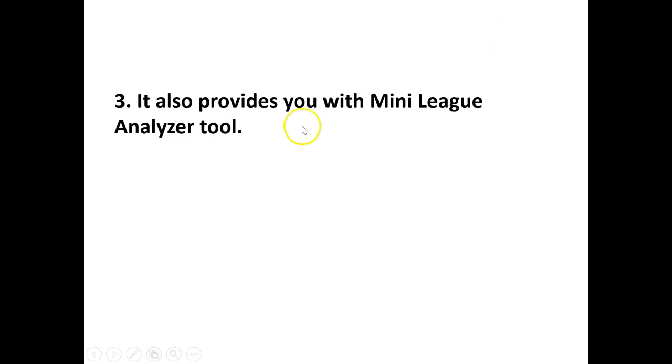Number three, it also provides you with a mini league analyzer tool. That is a feature of fantasy football. Fantasy football provides you with a mini league analyzer tool, which allows you to gain a competitive edge in the mini league by tracking your rivals' performances, analyzing team strengths and weaknesses, and identifying areas of vulnerability, allowing you to plan your strategy and make data-driven decisions to outsmart your opponents and emerge victorious.